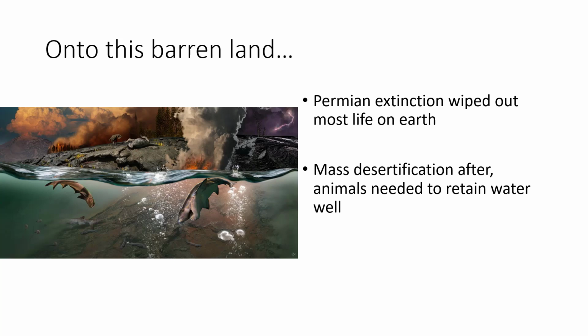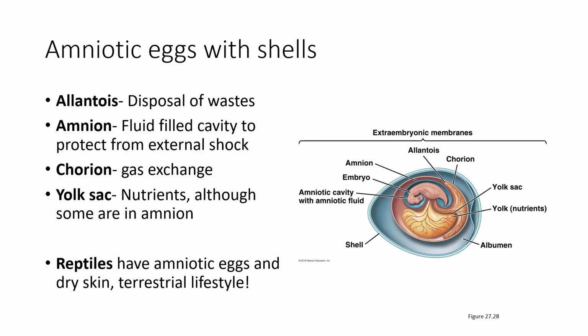Unfortunately, the supercontinent Pangaea was very dry, which was hard for amphibians to live on because, of course, they need to retain water and live near the water. So this opened up a niche for organisms that could move away from the water. And one thing that allowed them to do that was the amniotic egg. The amniotic egg has evolved to survive away from water.